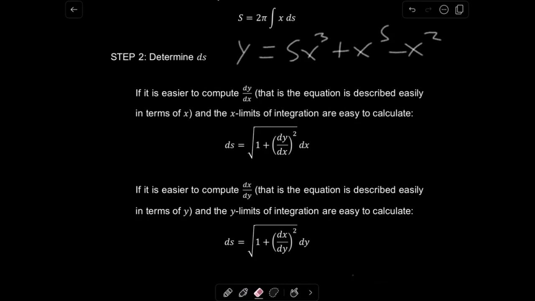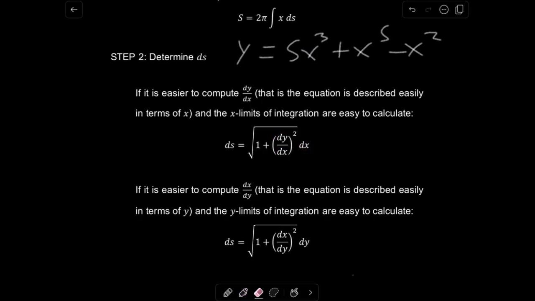What are you going to choose for ds? ds is going to be this. Take a look at this. This is part of the arc length formula. So it's the square root of 1 plus dy/dx all squared. Then you're going to integrate with respect to x.